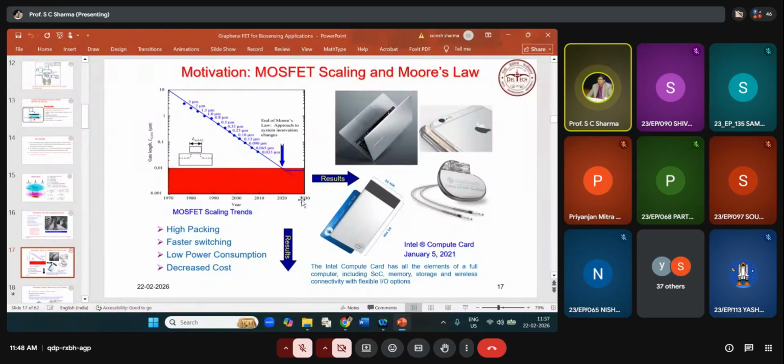Because gate length is reduced, what are the advantages? These are the resultant laptops and so on. High packing density, faster switching, low power consumption, decreased cost. These are the advantages of reducing gate length.